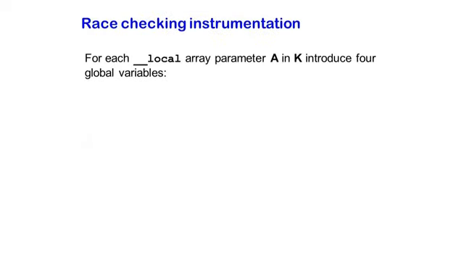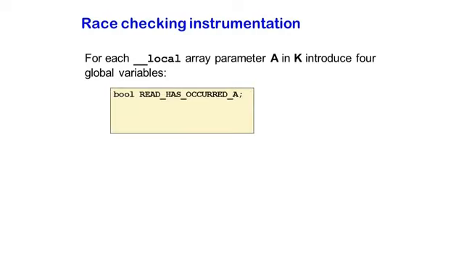Then we do some instrumentation of our arrays in order to perform race checking. So for every local array parameter A in the kernel, we introduce 4 global variables. We introduce a Boolean called read has occurred A, and this Boolean is going to be set to true if we are logging a read from the array A. And similarly, a Boolean write has occurred A will be set to true if we're logging a write to the array A.